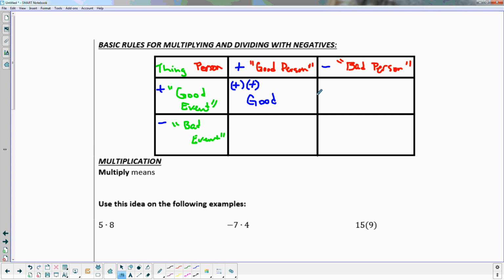Then the next one would be a bad person in a good event. So let's go with plus for the horizontal, and the vertical is a minus. That's just where these two rows and columns intersect. So a positive times or divided by a negative. In this case, let's go with Thanos for the bad person. He's a bad guy. And the good event is wins the war. So Thanos wins the war. Well, that's bad.